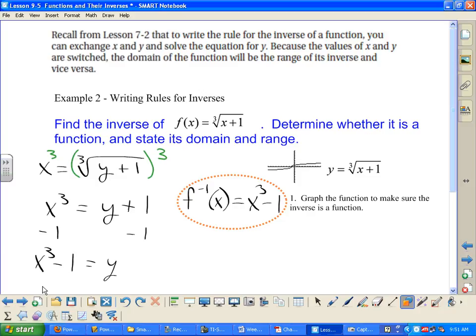Okay. Since it is a function, then we have to write it in function notation. If it was not a function, then we would just say y equals. Okay? All right. Now we need to determine the domain and range.